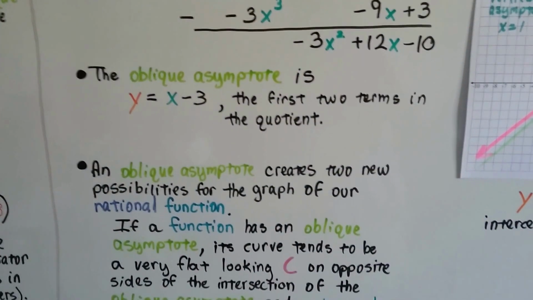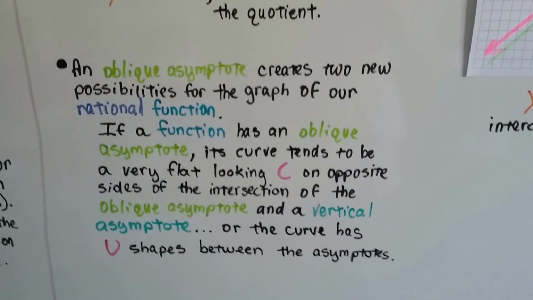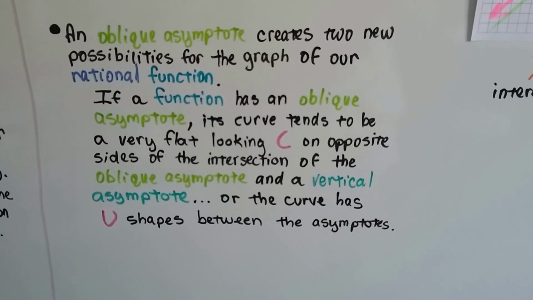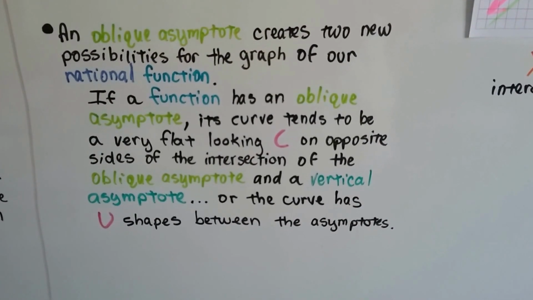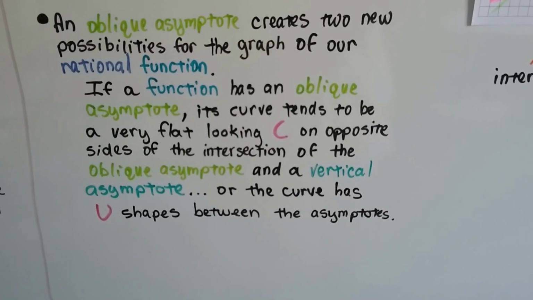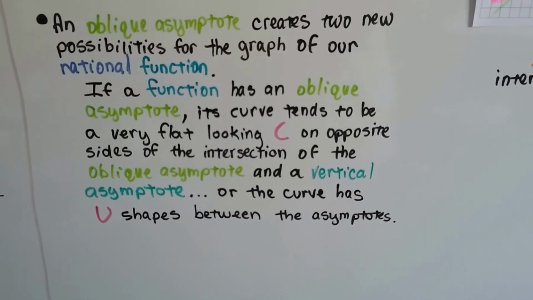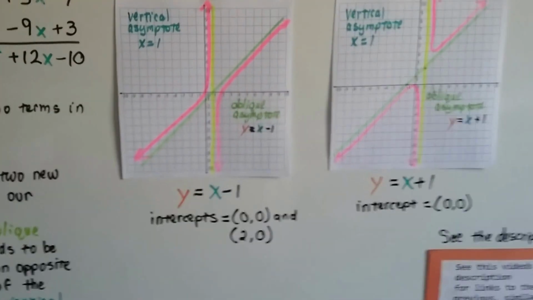An oblique asymptote creates two new possibilities for the graph of our rational function. If a function has an oblique asymptote, its curve tends to be a very flat-looking C on opposite sides of the intersection of the oblique asymptote and a vertical asymptote, or the curve has U-shapes between the asymptotes. So let's take a look at these two graphs.